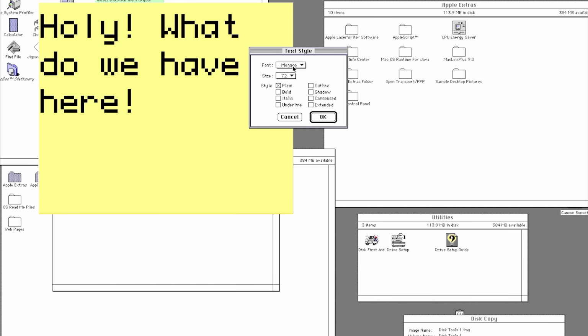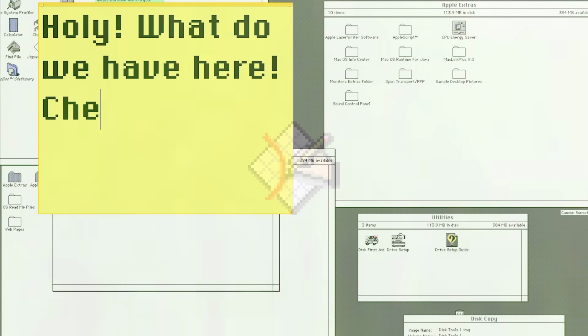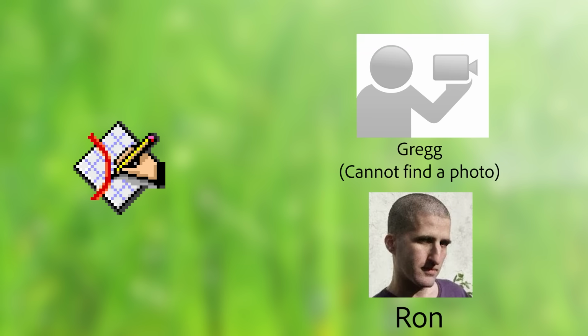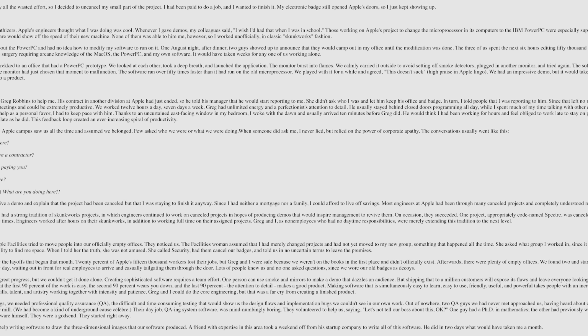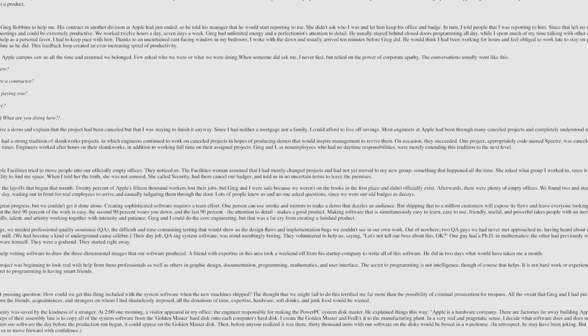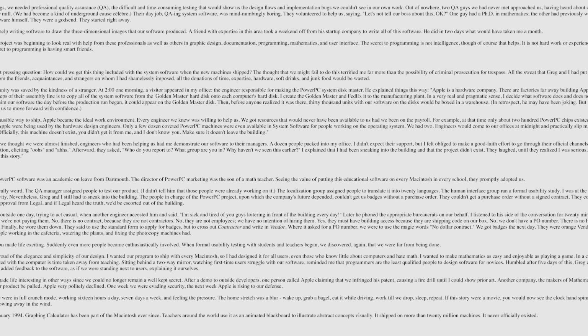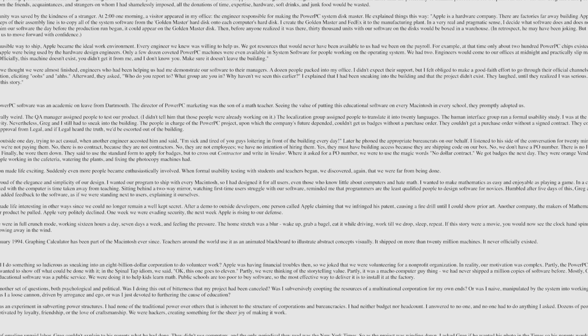The first iteration of Grapher was called Graphing Calculator, and came bundled with the Power Mac in 1994. This software was developed in secret by Ron Zeitzer and Greg Robbins. Ron actually has his own website where he talks about the app in great detail. He didn't even work at Apple. When they first tested the application, the monitor blew up. This wasn't a fault of the software, the monitor was just junk.